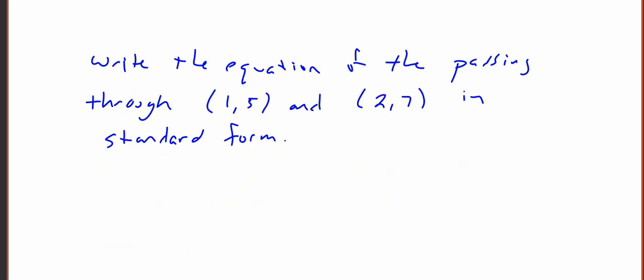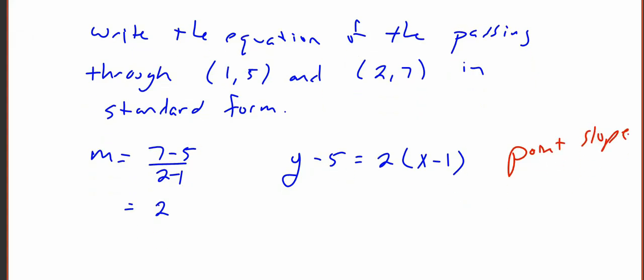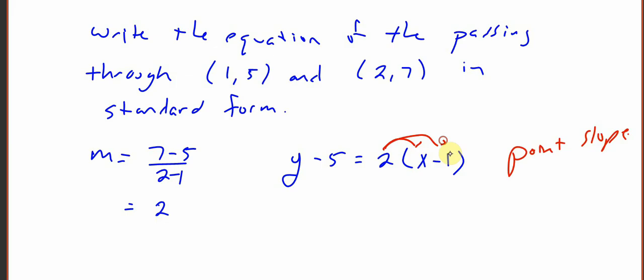So I would start off with point slope form. Well, the slope is 7 minus 5 over 2 minus 1, so that would be 2. And then I would write the equation of the line: y minus 5 equals 2 times x minus 1. So I'm starting in point slope. Now to write it in standard form, I just want to get the variables on one side and the constant on the other. So I'm going to start off by distributing here. Get y minus 5 equals 2x minus 2.